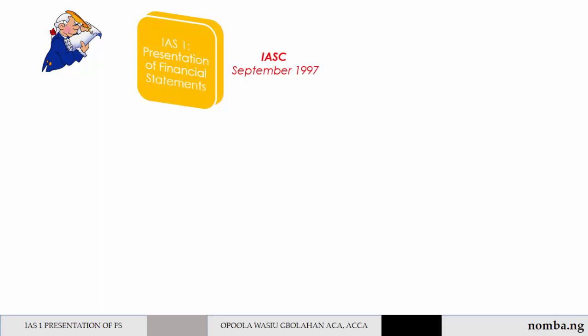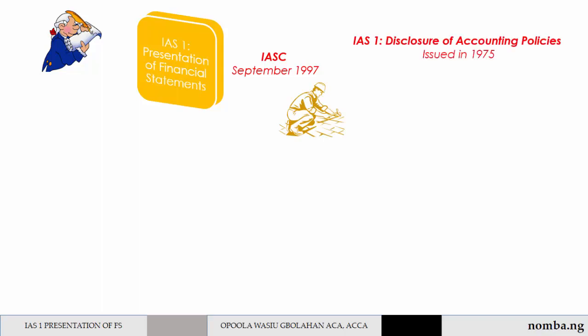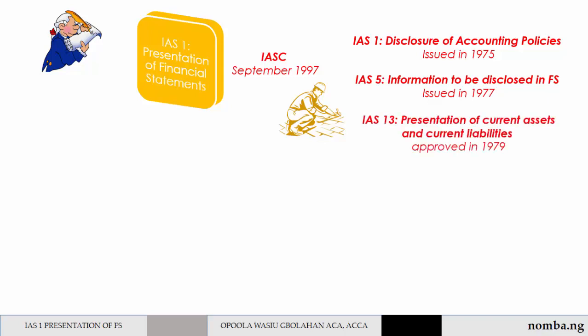Firstly, let's look at a brief history of this standard. IAS 1 was originally issued by the International Accounting Standards Committee in September 1997. It replaced IAS 1 on disclosure of accounting policies, which was issued in 1975, IAS 5 on information to be disclosed in financial statements, which was originally issued in 1977, and also IAS 13 on presentation of current assets and current liabilities, which was approved in 1979.